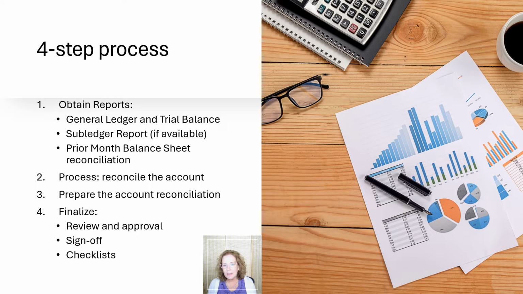The second step in the process of preparing a balance sheet account reconciliation is the process of reconciling the GL account to the subledger. The third step is the process of preparing the account reconciliation, which includes the cover page, the GL detail, and the subledger. Finally, in step 4, you're reviewing the reconciliation one more time and signing off on it.